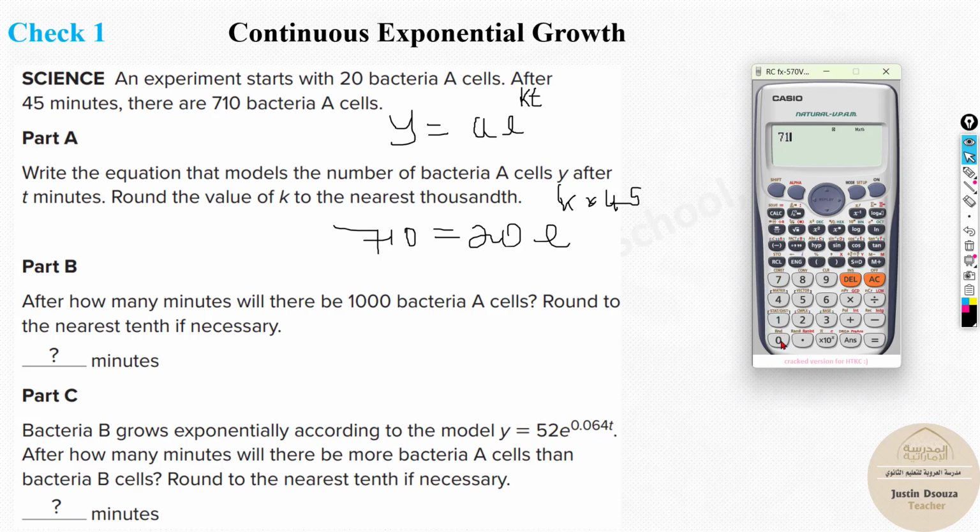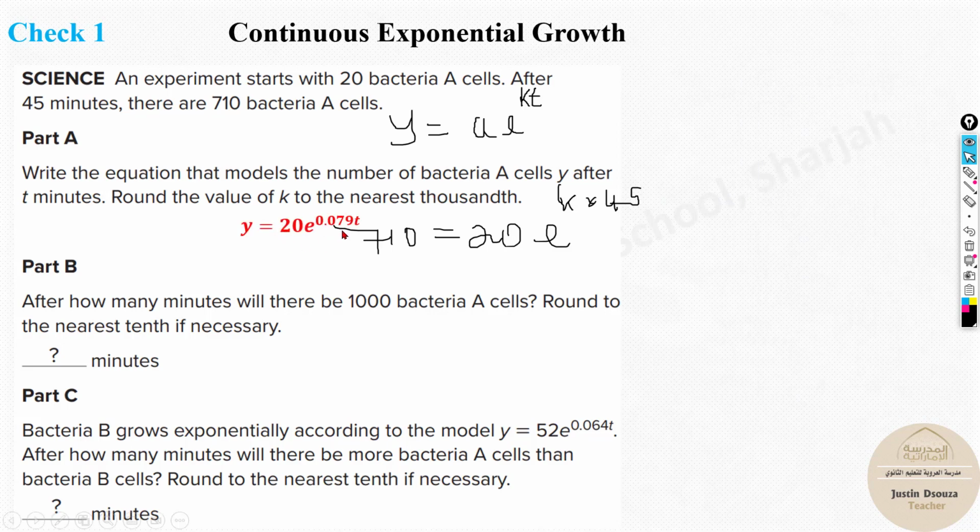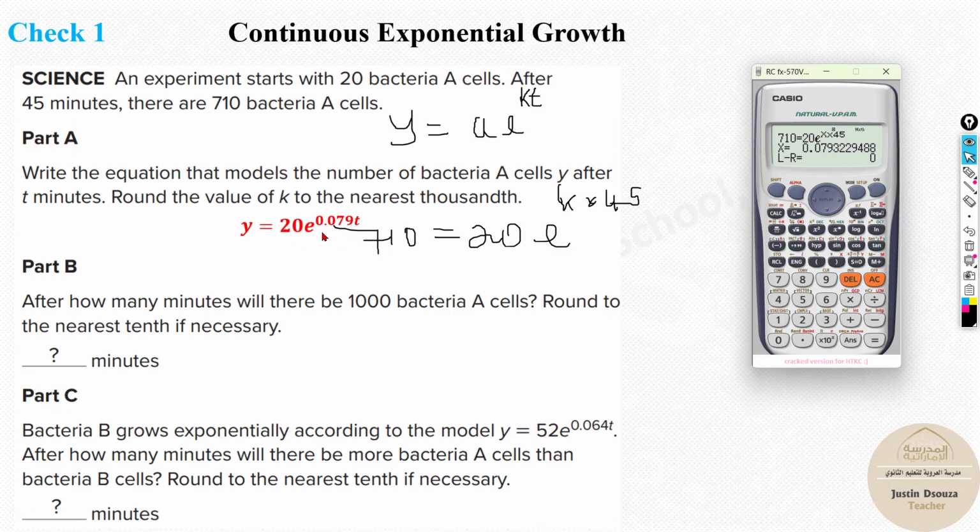Put this in calculator. 710 equals 20 e to the power, that is shift and natural logarithm. K is unknown, that is why let's put alpha x multiplied by 45. Now you need to press shift and solve. Let's see what's the answer. K is 0.079, 0.08. So that will be your first answer, 0.079. I hope this is clear.